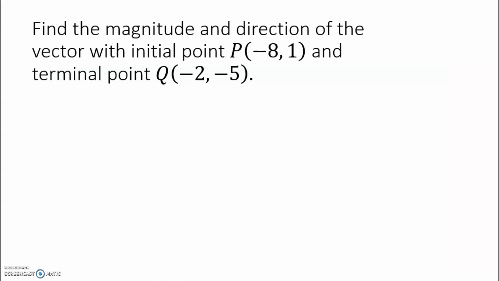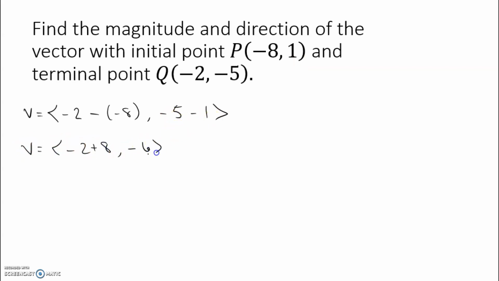If we look at this one, find the magnitude and direction of a vector with initial point -8, 1 and a terminal point -2, -5. The first thing I need to do is make this a vector. So the first component from the terminal minus the first component from the initial, comma, then the second component from the terminal minus the second component from the initial. That will give me -2 plus 8, and then -5 minus 1, that will give me -6. So V is 6, -6.